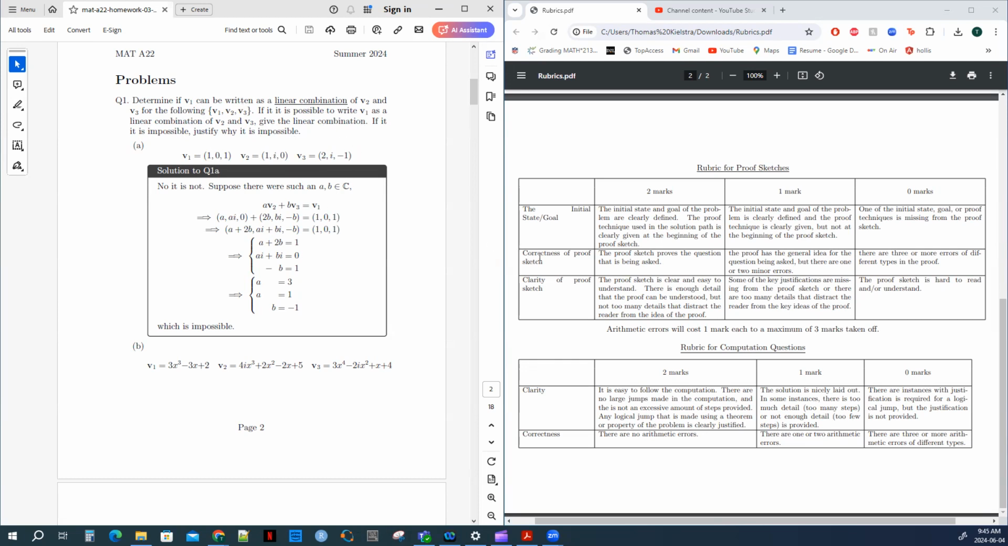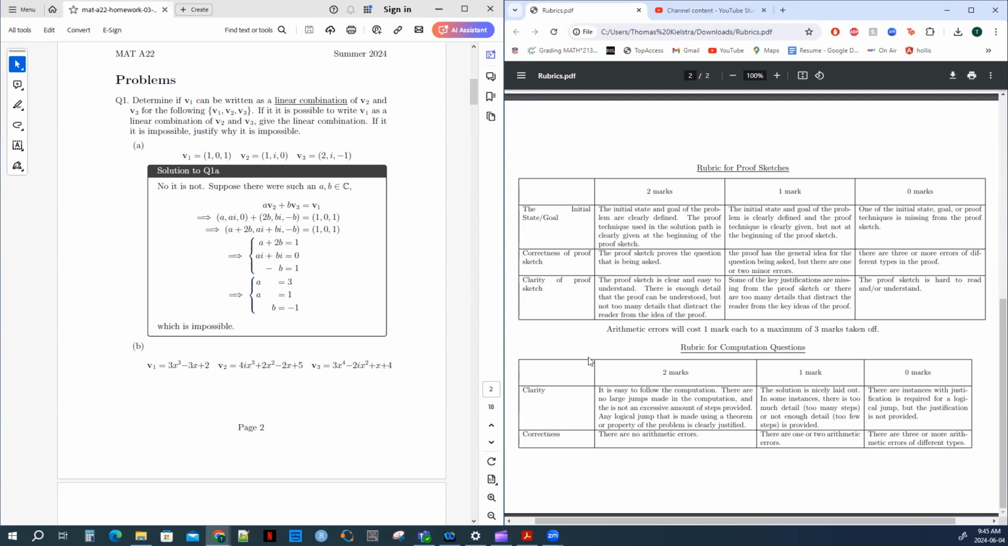So here, we're going to be using the computation rubric for this question because this requires quite a bit of computation. As we go through, there are no arithmetic errors. So for correctness, it's a 2. You set up your system of equations, the arithmetic is correct. So 2.